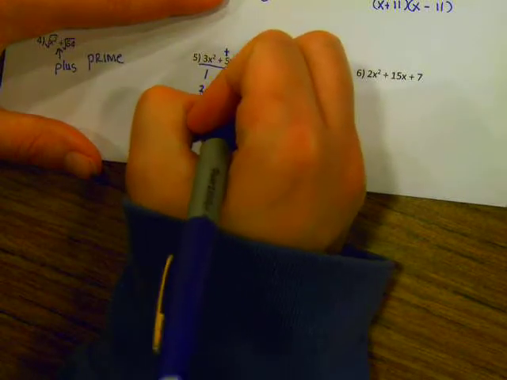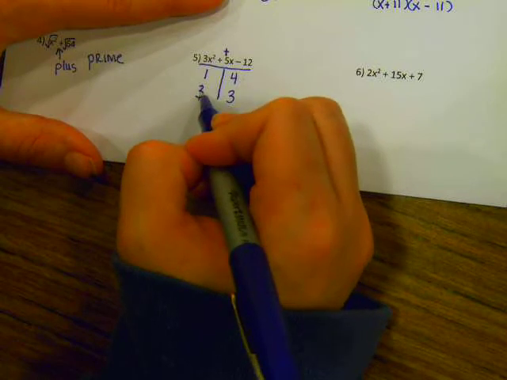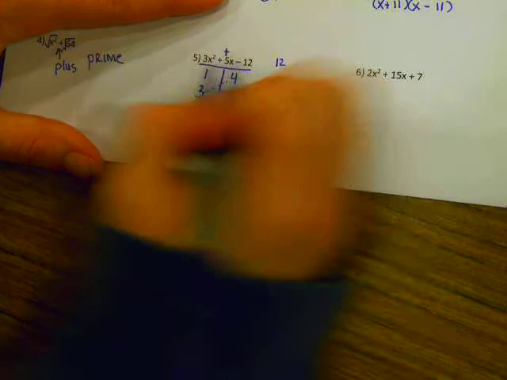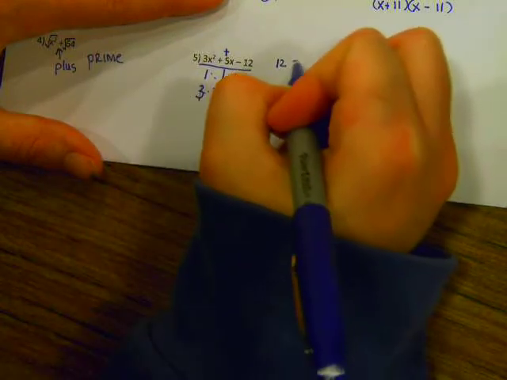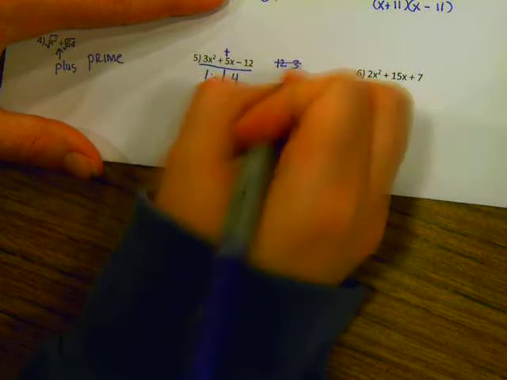So let's try 4 and 3. And here's how we check it. It has to add to 5. So diagonally, imagine you're reversing the FOIL. 3 times 4 is 12. 1 times 3 is 3. Is there any way 12 and 3 will add to 5? No. So that can't be our set.